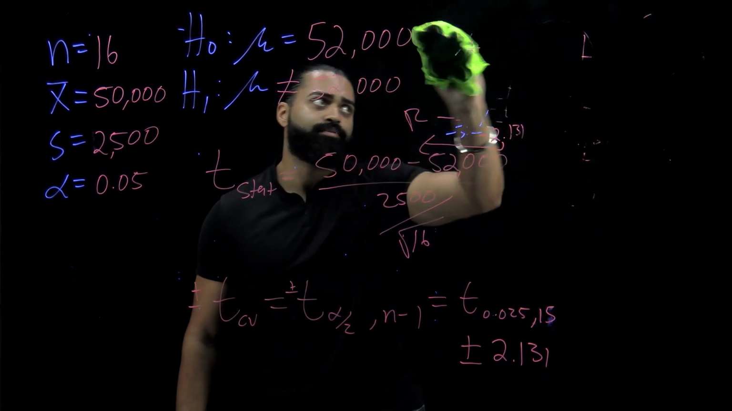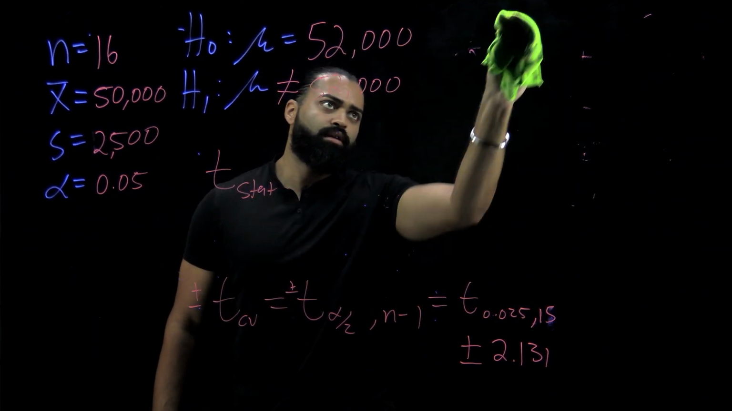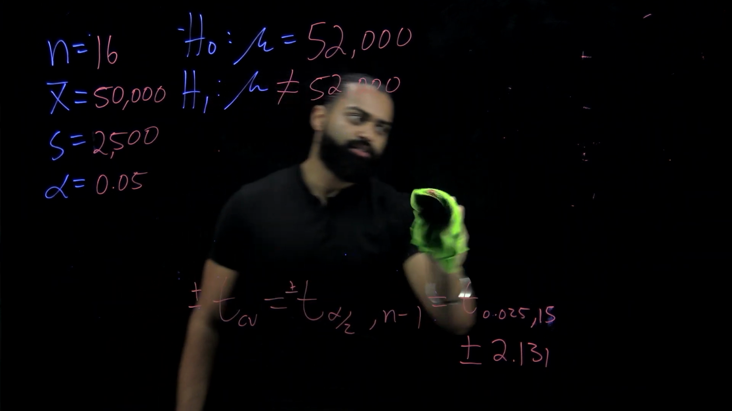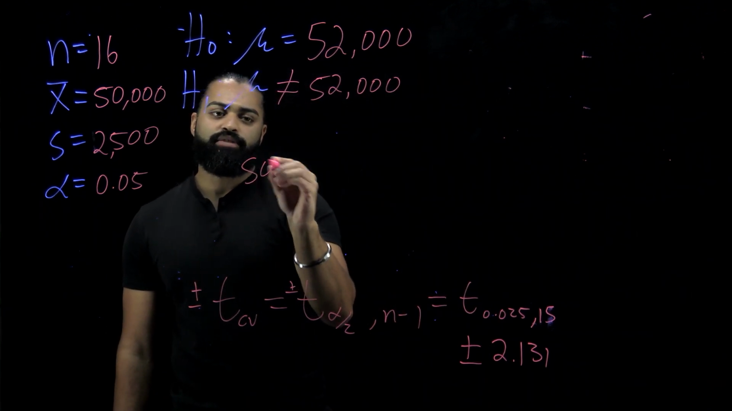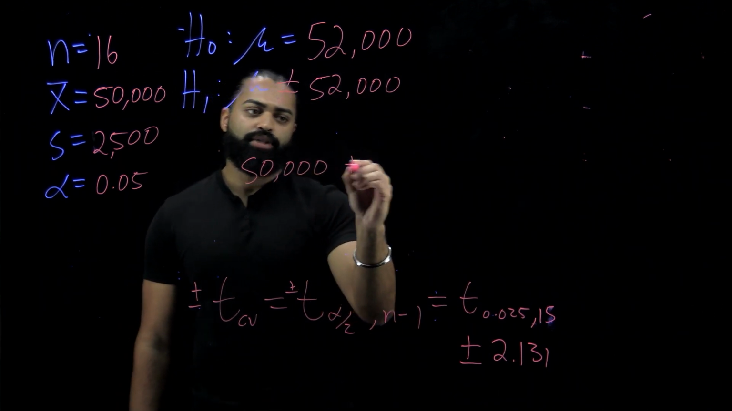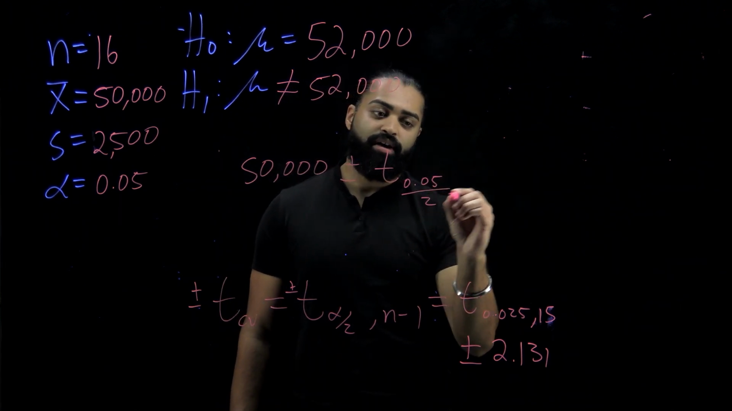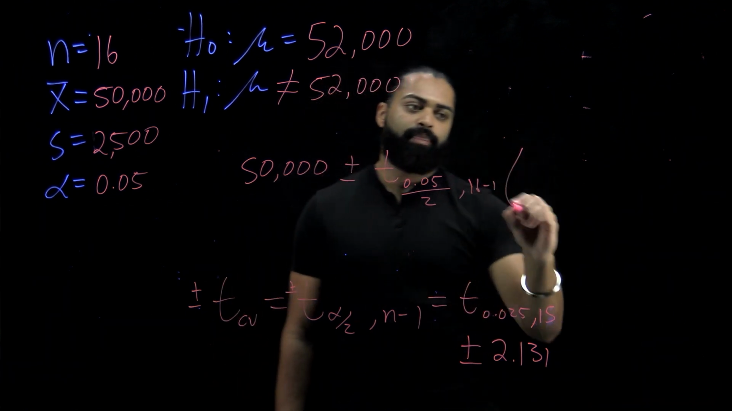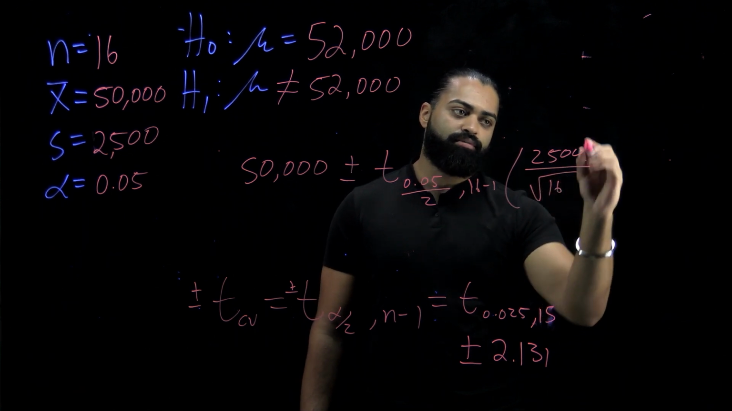So the next one is going to be your confidence interval. So the 95% confidence interval: x bar is 50,000 plus or minus t of alpha divided by 2. Again, we're asking for 95% confidence, 16 minus 1, and then 2500 divided by the square root of 16.